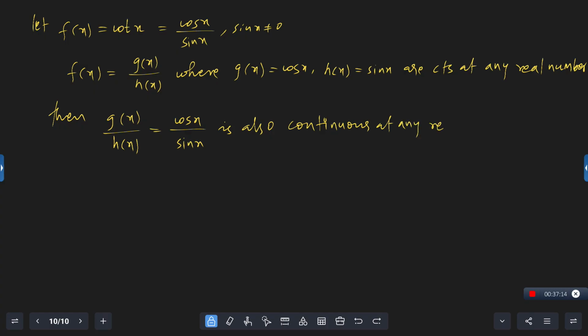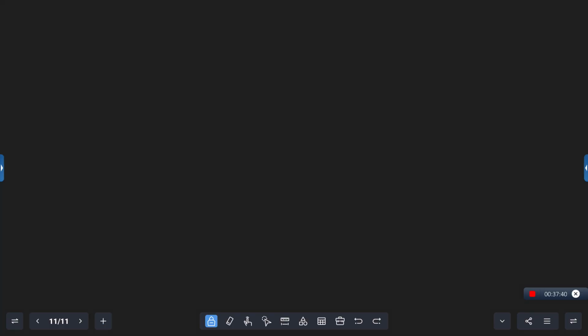except sin x is equal to 0. So x is equal to sin inverse of 0, then x is equal to n pi. So at x equal to n pi it is not continuous. Other than that, it will be continuous. Question number 22, right. Next.